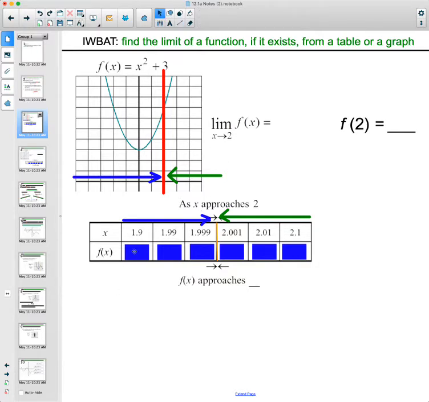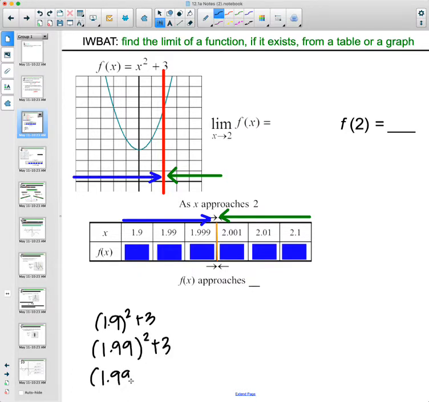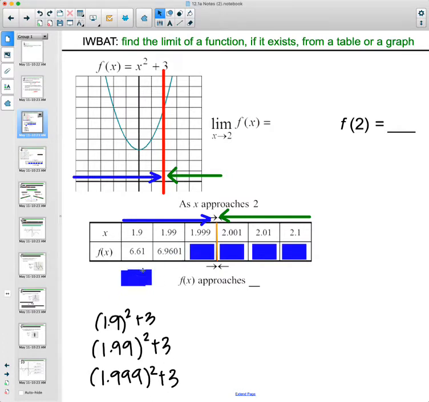Then we would plug these into this function. So now we're plugging in 1.9, so you'd be doing 1.9 squared plus 3 in your calculator, and 1.99 squared plus 3, and 1.999 squared plus 3, and seeing what those outputs are. When we plug 1.9 in, we get 6.61. When we plug 1.99 in, we get 6.96. When we plug 1.999 in, we get 6.996. So what are these numbers getting closer to? We're at 6.61, 6.96, 6.996. These are getting closer to 7.